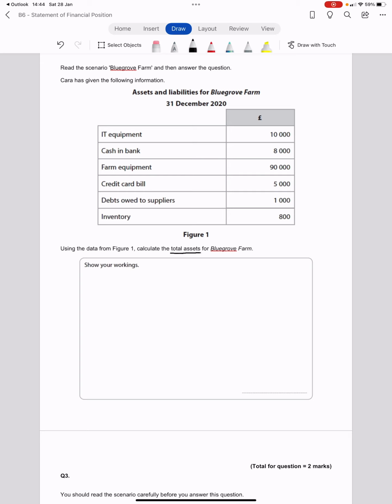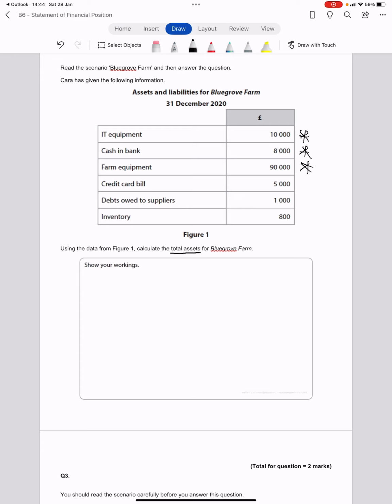See that there in the question. So what I'm going to do again is just add together all of these that are assets. In this one, we're only looking at assets, so we can ignore the liabilities. So I've got £10,000, that's an asset. £8,000, that's an asset. Farm equipment, that's another fixed asset.